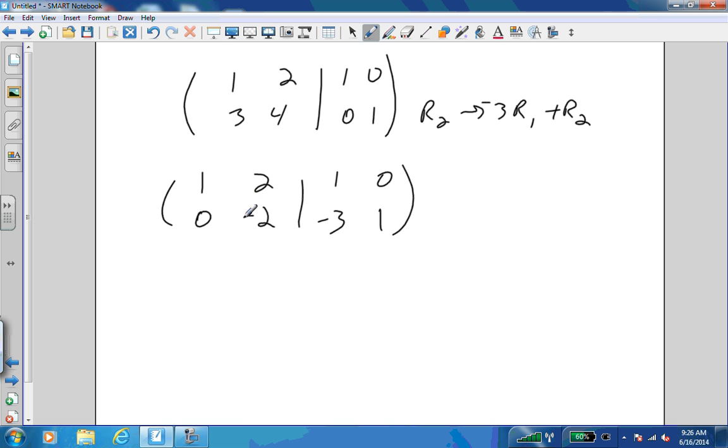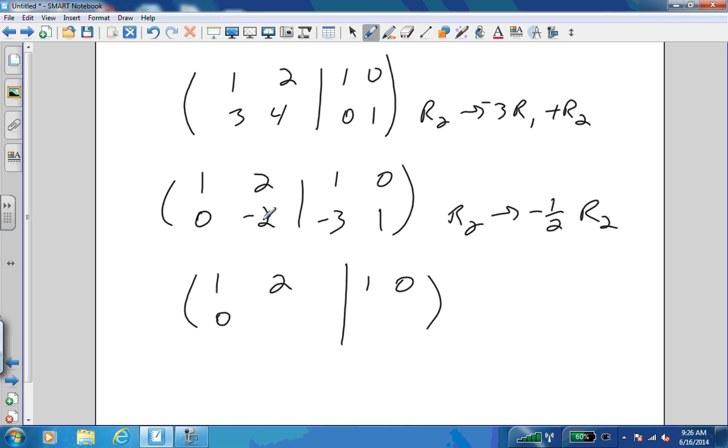Now we want to get a 1 here, so we want our second row to be the opposite sign, and we want to divide that by 2 or multiply it by 1/2. So the first row is not changing. Now we're taking -1/2 times that. 0 times anything is 0. -2 times -1/2. -3 times -1/2, so +3/2. 1 times -1/2, so -1/2.